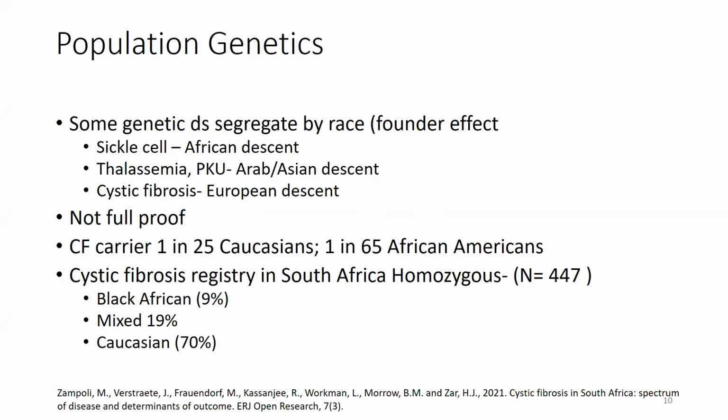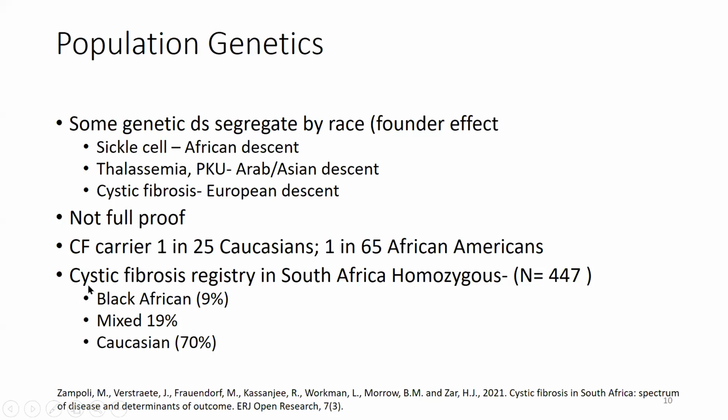So if you look at the carrier status of cystic fibrosis in the West, it's 1 in 25 in Caucasians. It's only 1 in 65 in African Americans, which means it's only 3 times as common in whites compared to blacks. So in the US, they actually do screen African Americans for cystic fibrosis.